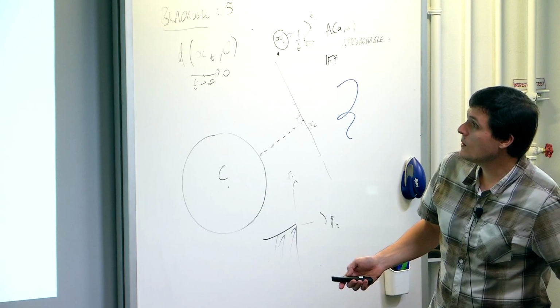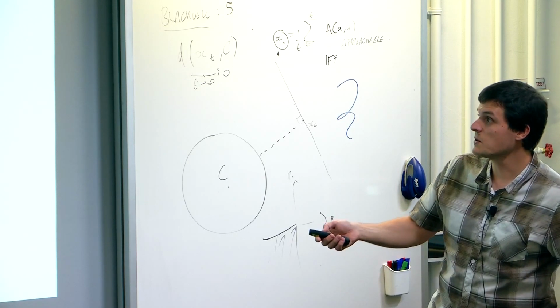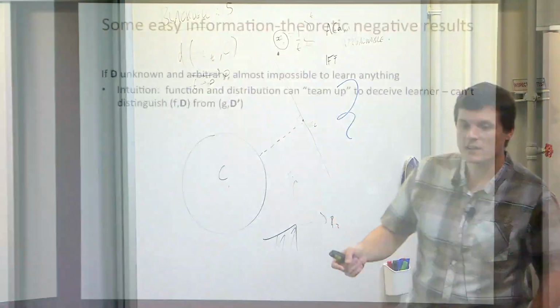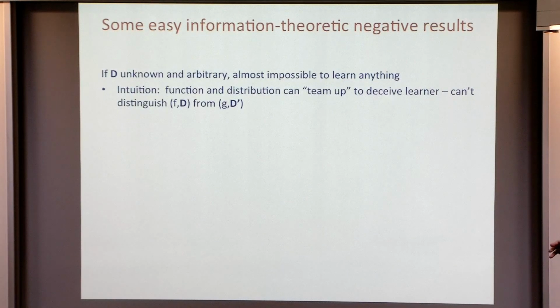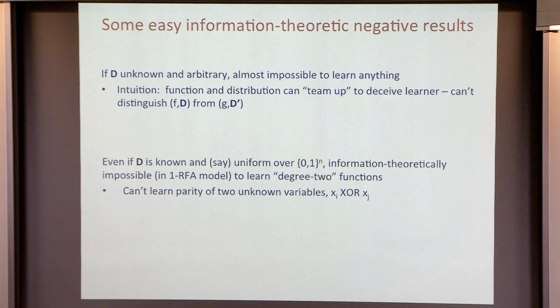Good. So this is a hard model if the distribution can be arbitrary. Basically, how are you going to tell this function in this distribution from this other function in this other distribution? You just don't have access to enough information from these very restricted views to be able to tell things apart. Even if your distribution is as nice as it gets, even if your distribution is uniform over n-bit strings, it's information theoretically impossible.